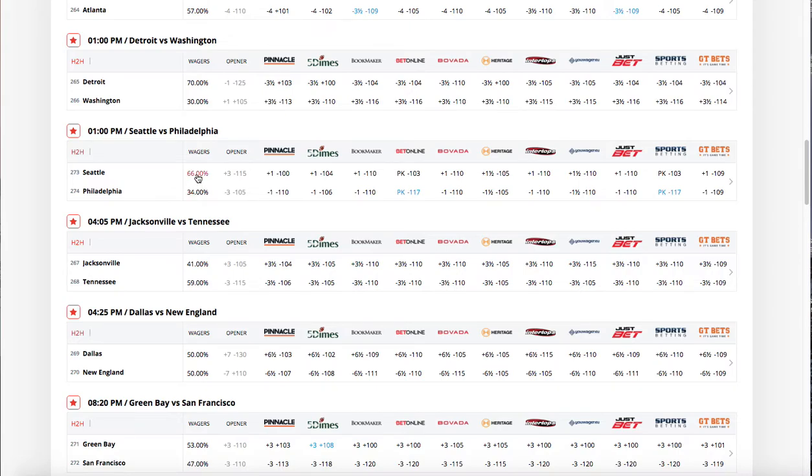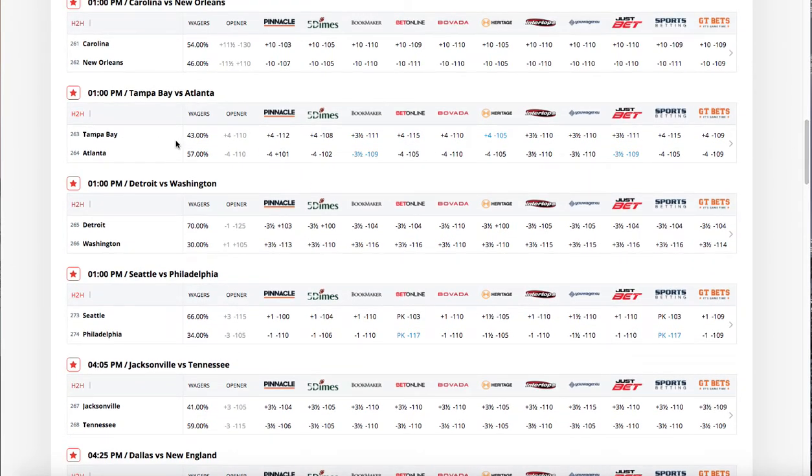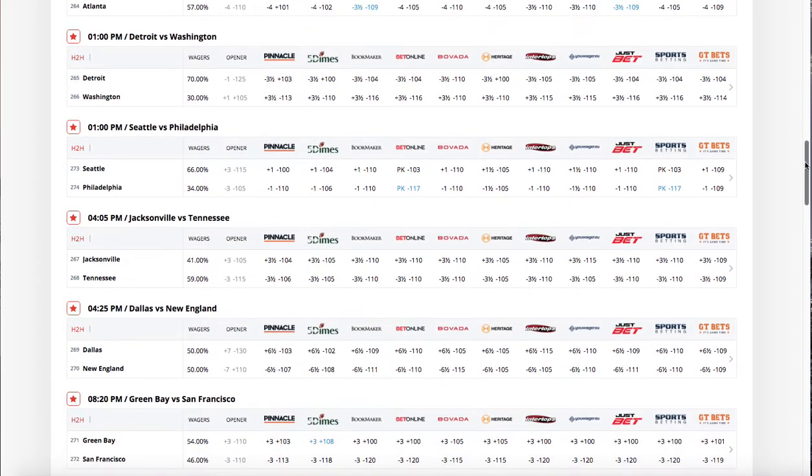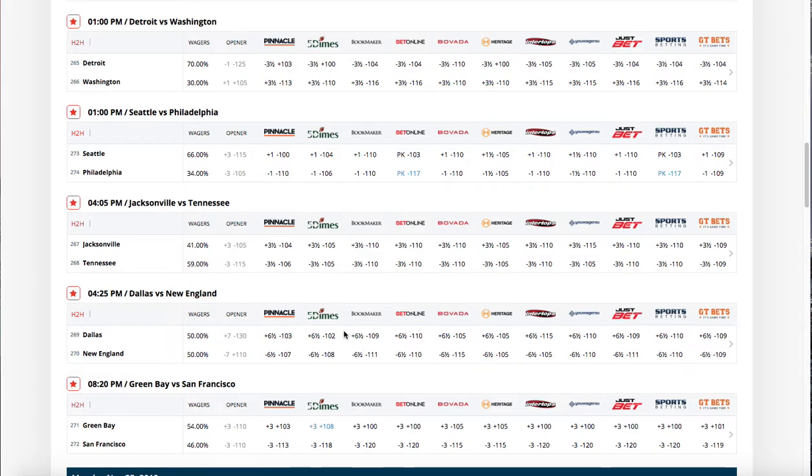If I'm looking here and I see 66% of the tickets here, 34% here, and I see the line open at +3 and now it's down, well, that tells me right there this is clearly a public team. That means we got 66% of the wagers on Seattle. Majority of the money is on Seattle, right? Because if the Sharps would come in and play Philadelphia, then this line would have stayed the same like it did up here for Tampa, right? Does that make sense to you guys? Okay. So there's that one.